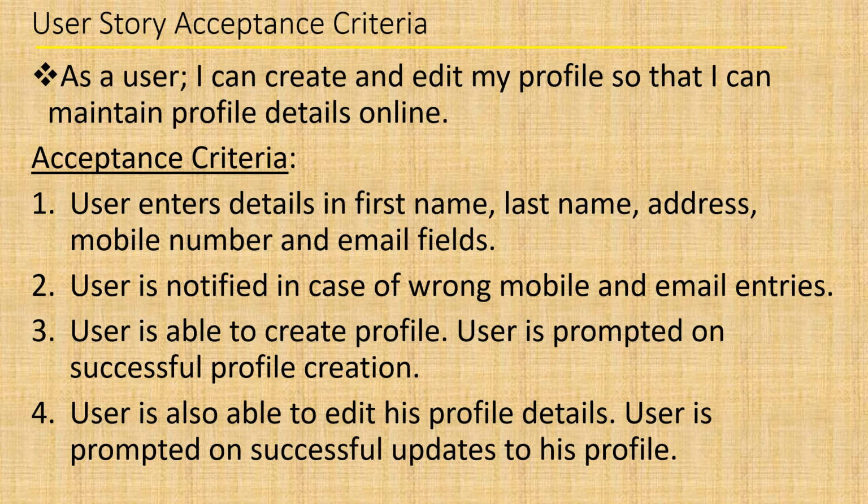The last thing, the fourth thing, is user is also able to edit his profile details. User is prompted on successful updates to his profile. So in case user wants to edit his name or address or mobile number or email, he can do so by editing his profile. So this is what the acceptance criteria for this user story will tell.